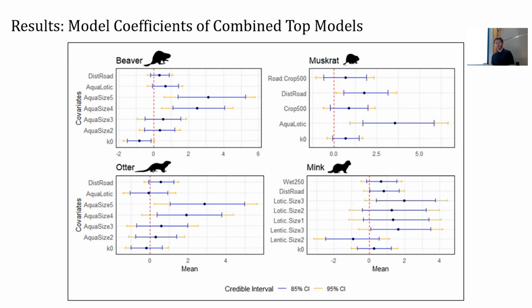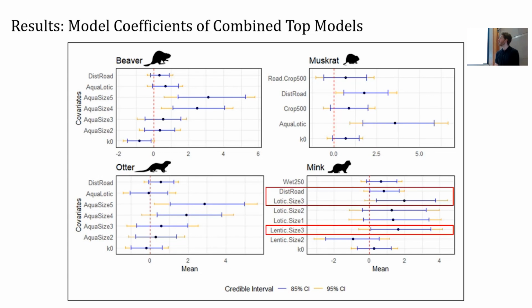Last but not least, the American mink. Here we have the proportion of wetland within a 250-meter buffer, as well as distance to road, and then an interaction term of water body type and size, in which size was simply condensed down into 3 different categories. And sure enough, nothing was strongly likely to have an influence, but instead distance to road, as well as this interaction term of water body type to the largest size classes, was somewhat likely to have a positive influence.